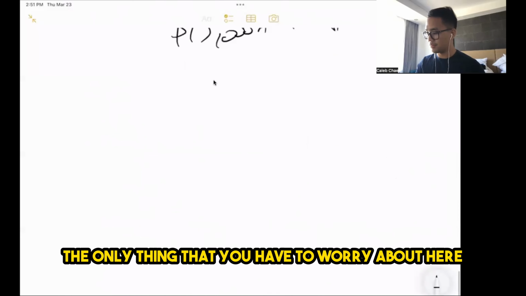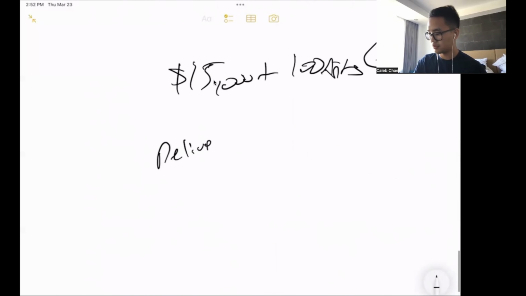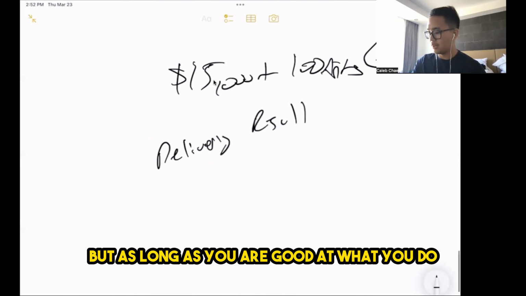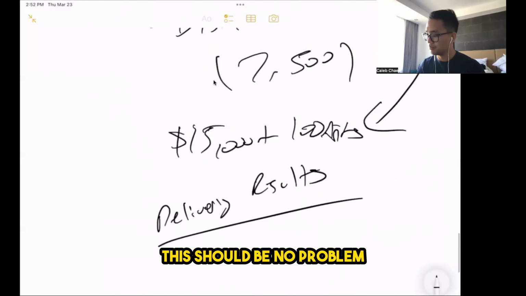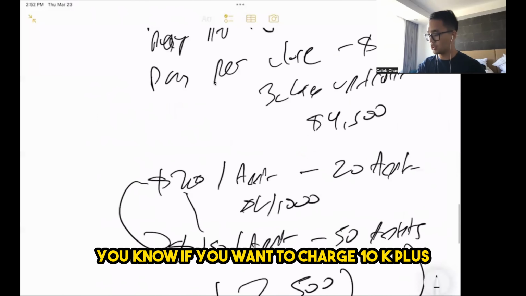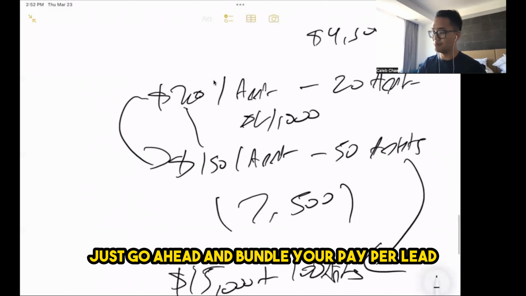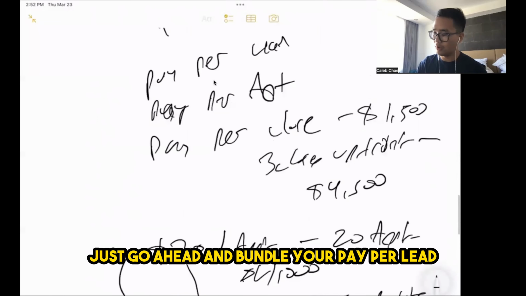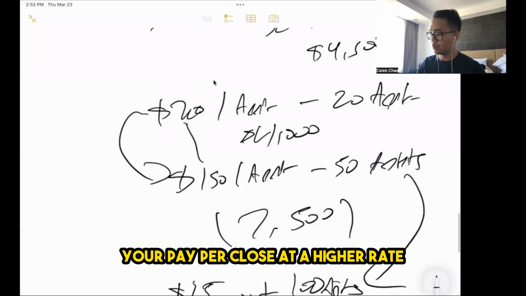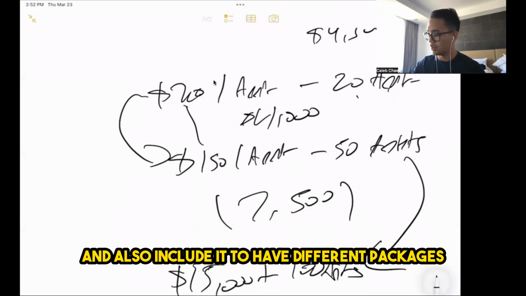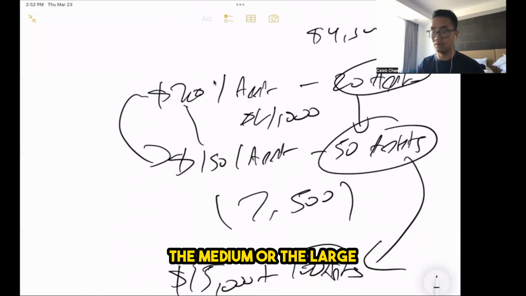And now, obviously, the only thing that you have to worry about here is actually delivering results. But as long as you are good at what you do, this should be no problem, right? So, if you want to charge 10K plus, 15K plus, 20K plus, just go ahead and bundle your pay per lead, your pay per appointment, your pay per close at a higher rate, and also include different packages, right? So you can have the small, the medium, or the large.